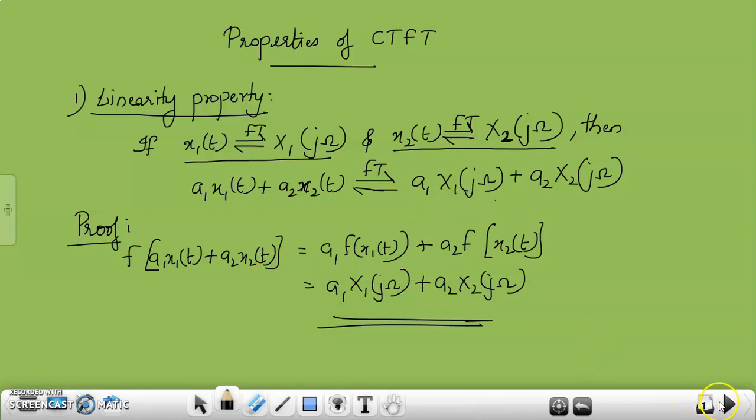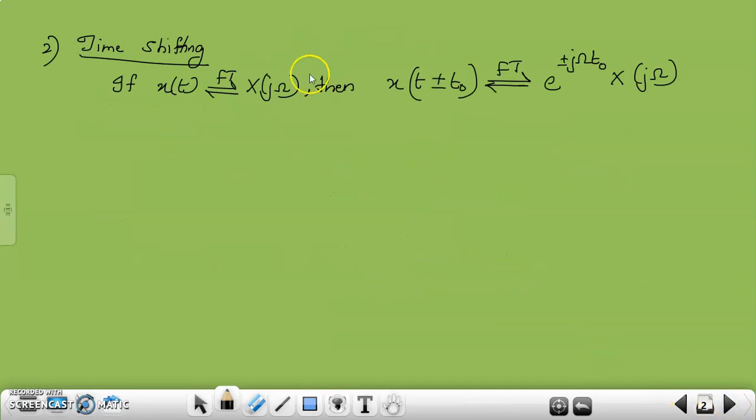Now we are going to study the second property, known as the time shifting property of continuous time Fourier transform. Here the statement is, if the signal x(t) is transformed to X(j omega), then the shifted signal, that is x(t plus or minus t naught)... You know that t plus t naught means we are shifting the signal x(t) towards left by t naught units, and x(t minus t naught) means we shift the signal towards right by t naught units.